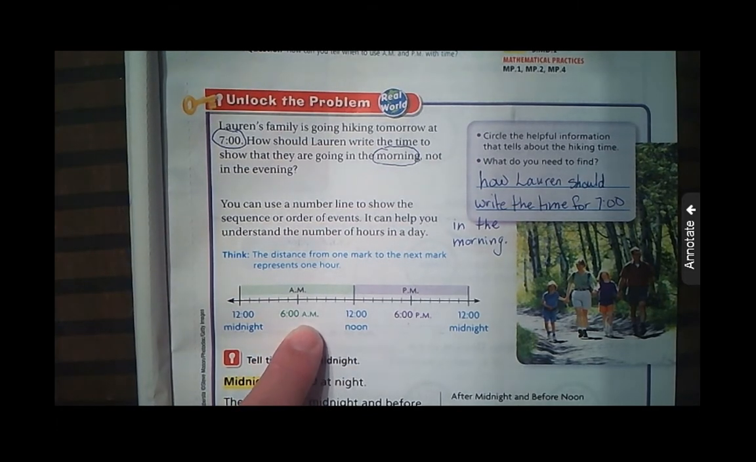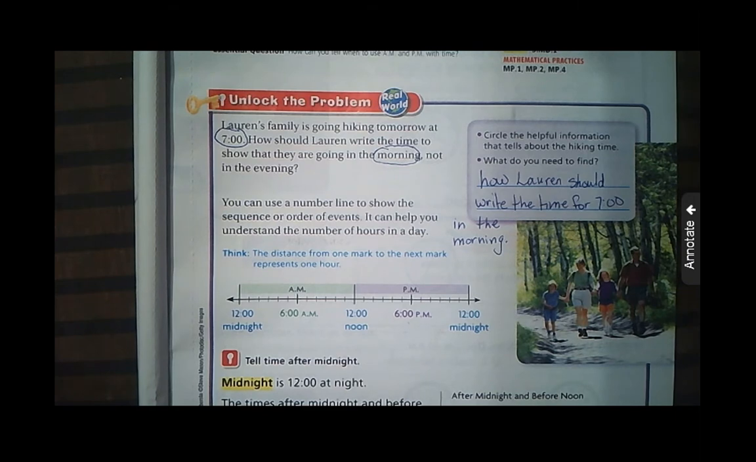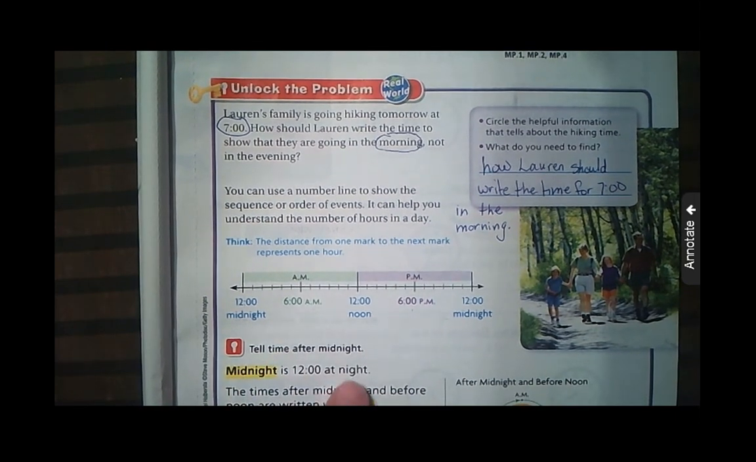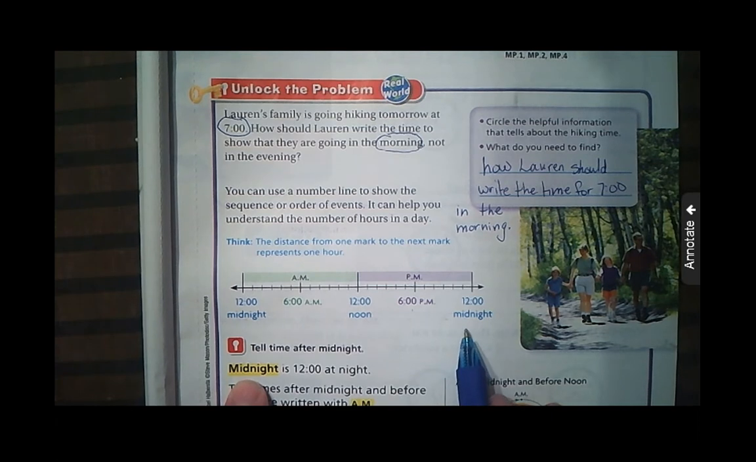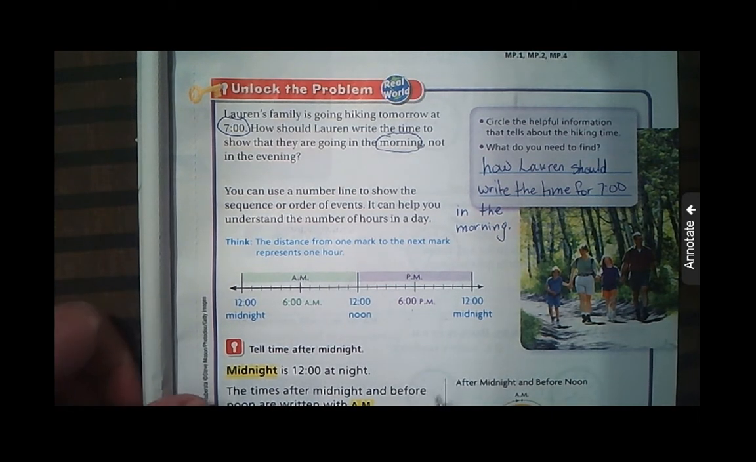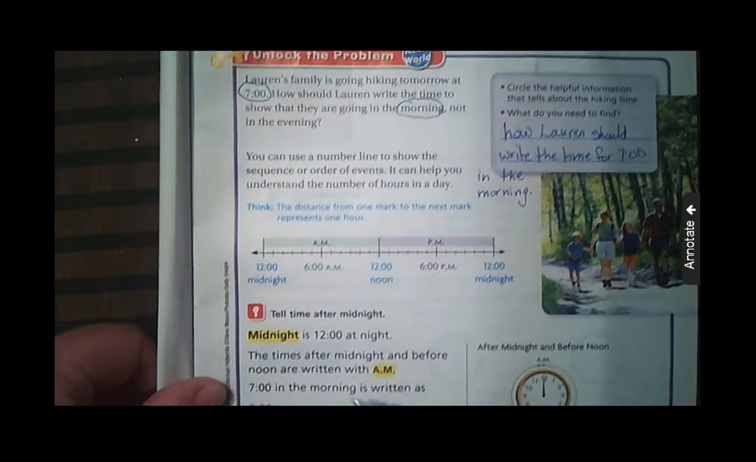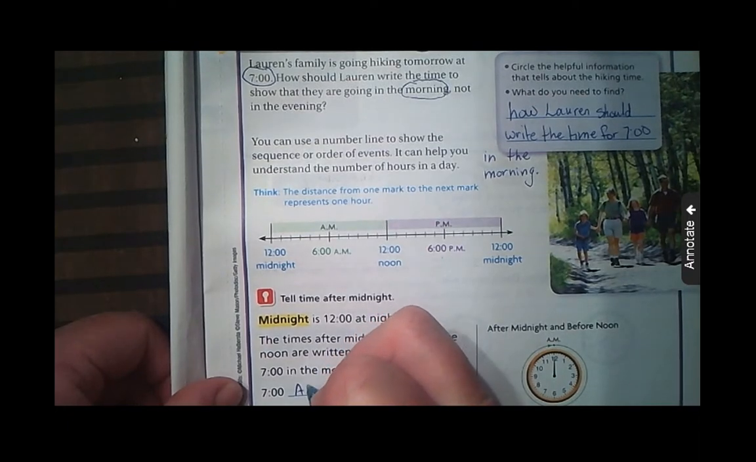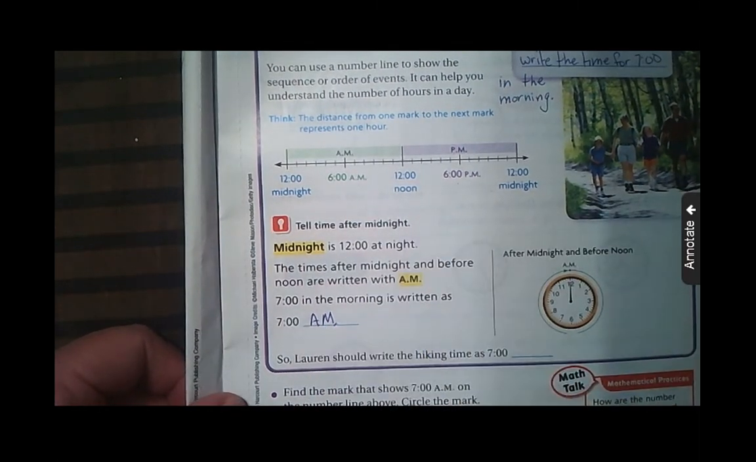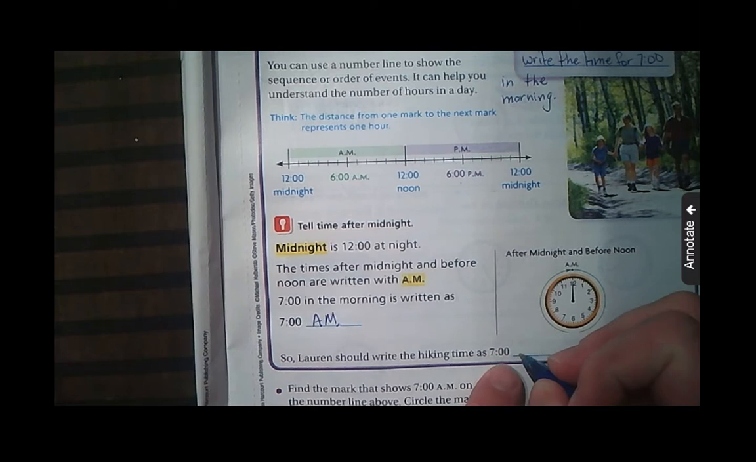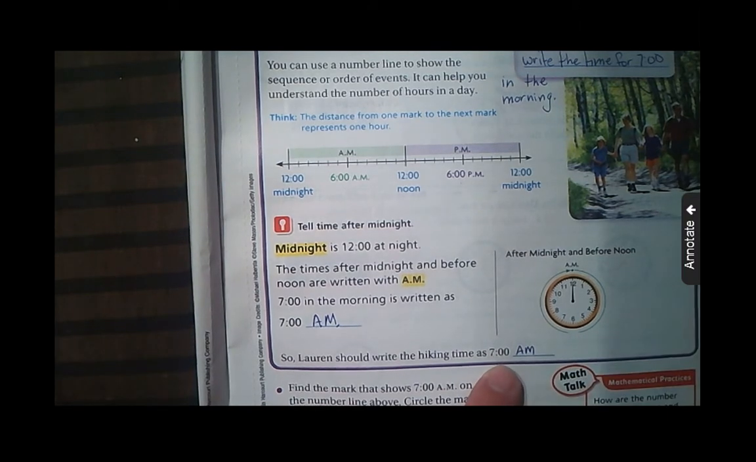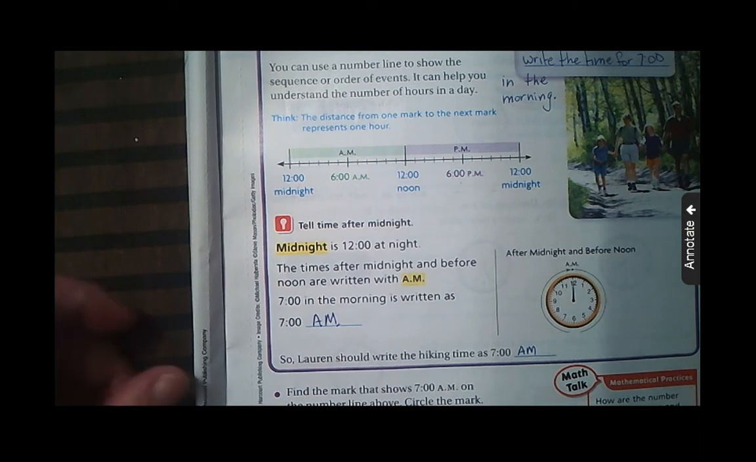I'm actually going to write, tell time after midnight. So midnight is 12 o'clock at night, 12 p.m. at night. The times after midnight and before noon are written as a.m. 7 o'clock in the morning is written as 7 a.m. Remember, it's an abbreviation. We worked on those a little bit. I don't know if you can see them, but I put my periods in there for my abbreviation. So Lauren should write the hiking time as 7 a.m.